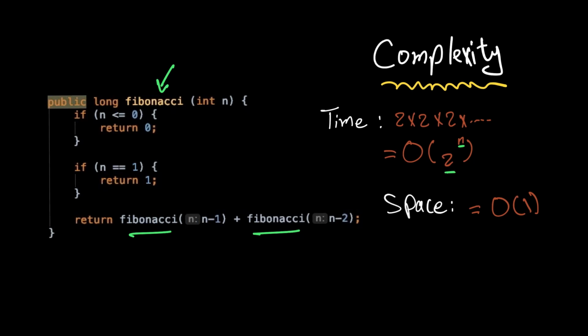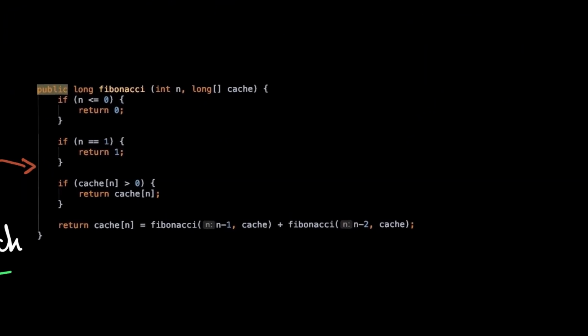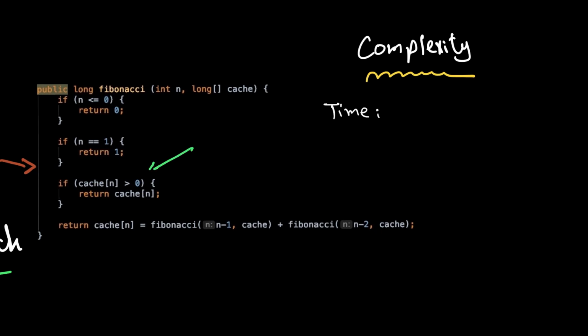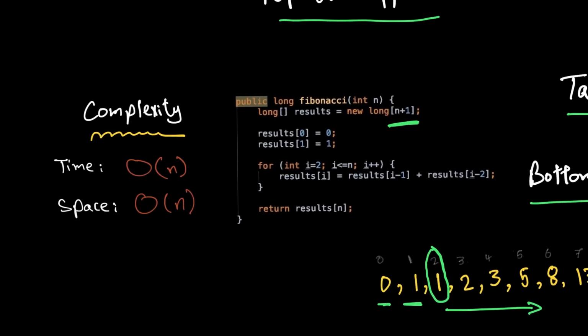Now the memoization approach. Here we check in the cache array before we start the calculations. This means we are not going to repeat ourselves at all. Each Fibonacci is calculated only one time. This will leave us with the time complexity of O of n. Space complexity here is O of n as well, because we store n numbers of results. The same for tabulation approach. We have a time complexity of O of n and space complexity also of O of n.